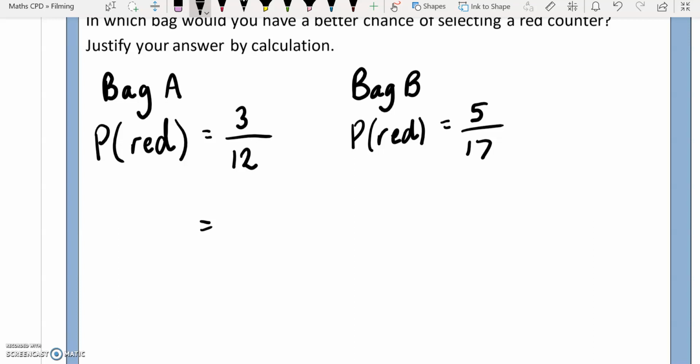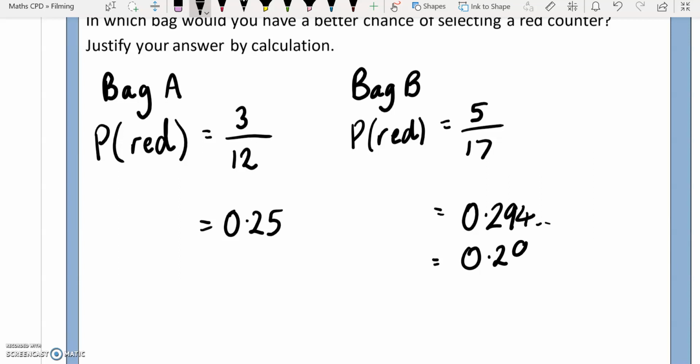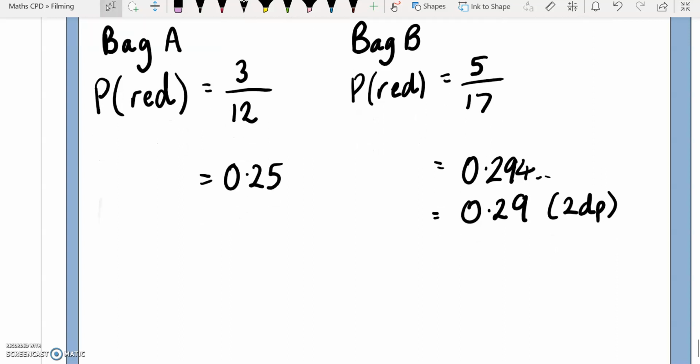And 3 divided by 12 on a calculator comes out to be 0.25. We'll do the same with bag B and change this into a decimal. 5 divided by 17 is 0.294 and so on. You'll notice bag A has 2 decimal places, so we're just going to round bag B to 2 decimal places as well. So technically in bag A there's a 25% chance, and in bag B there's a 29% chance of choosing a red counter. It says justify your answer by calculation.